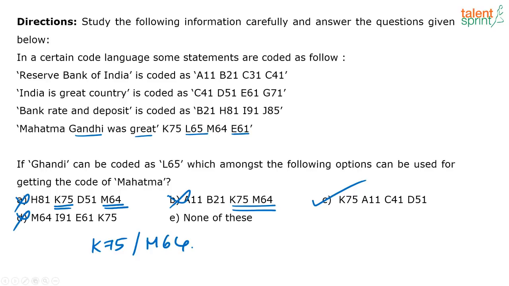This question seems to be correct. See, they have framed this question very correctly. If Gandhi is coded as L65, which amongst the options can be used for getting the code of Mahatma? Definitely it cannot be these three options. It has to be option C. Because why is it option C? Here there is only K75. So if the given statement is there, I can find out what K75 stands for. If K75 stands for Mahatma, then I can say M64 stands for was. Or if K75 stands for was, I can say M64 stands for Mahatma. Okay, this question is framed correctly.